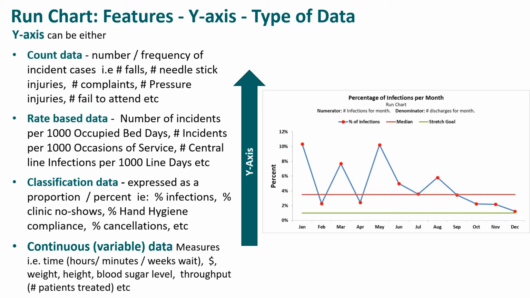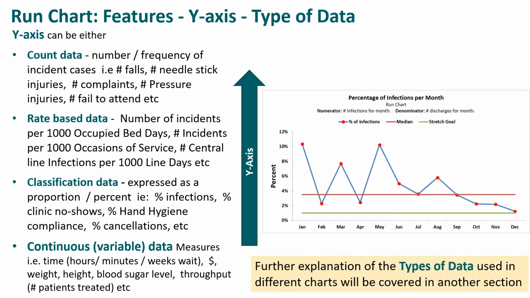And lastly, it can use continuous or variable data, and this is where the data is a form of measure, such as time, like how long do patients have to wait in hours or minutes or weeks. It could also be money or weight or height or blood sugar level. Also throughput, that's like the number of patients treated or the number of operations or the number of discharges from a ward. There'll be a further explanation of the types of data used in different charts, and this will be covered later on in another section of the video series.